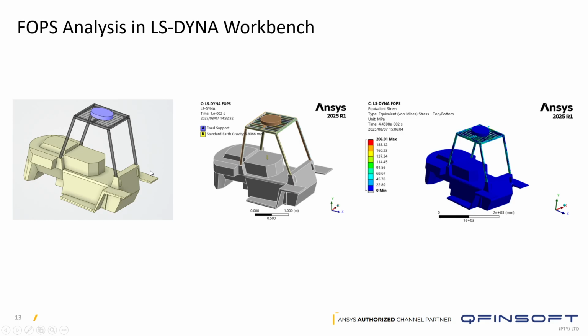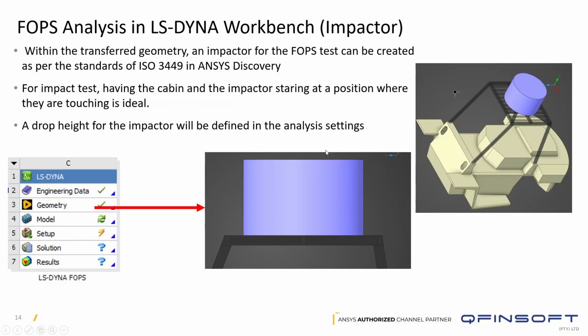Okay. And then this quickly shows the workflow of how we'll be going in our FOPS analysis inside of LS-Dyna. So after we transfer that geometry over, one thing that we'll need to do based on the ISO standard, it'll tell us what kind of an impactor we would need to use on our cabin. So we can go into Discovery and go and draw up that impactor. And then from there, that data will be transferred over into our LS-Dyna environment. And then from there, we can start applying our boundary conditions. And then finally, after our run is completed, we can go and post-process these results.